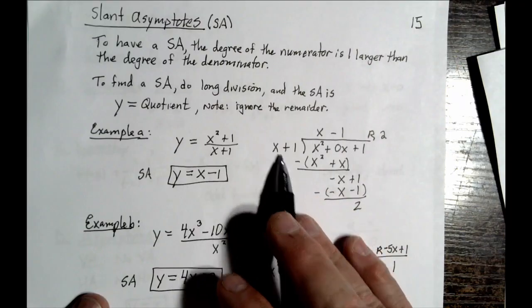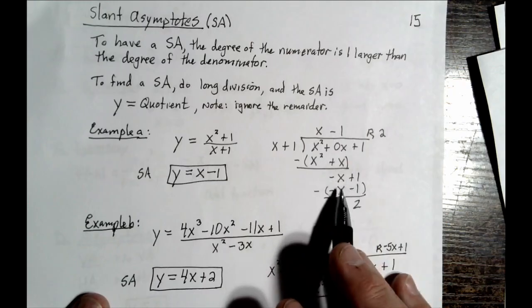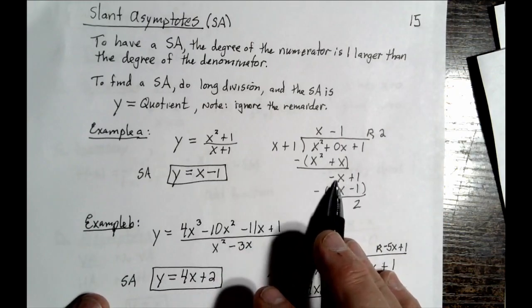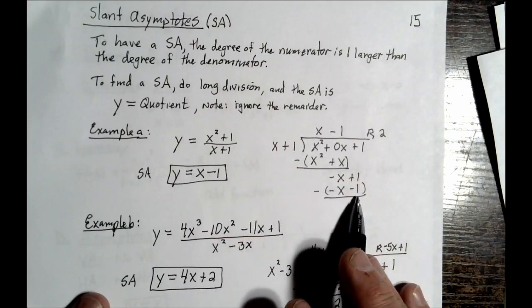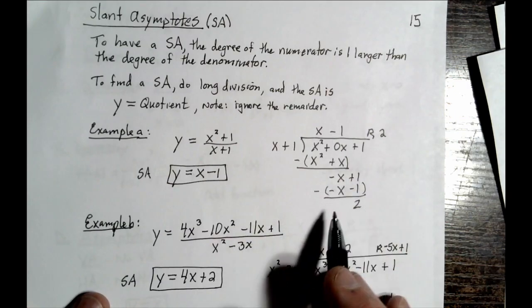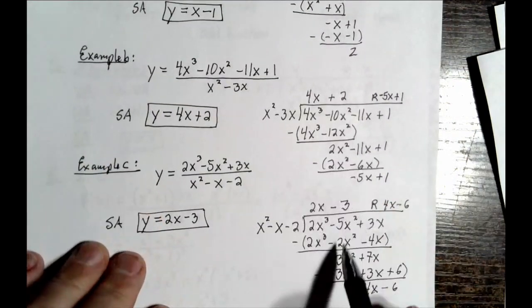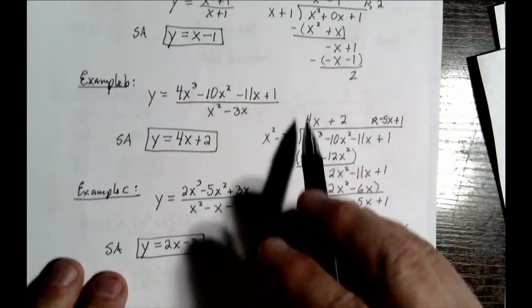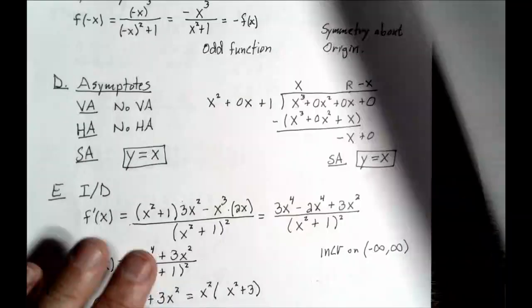So now x times x is x squared, x times 1 is 1x, and now you subtract. And you get this, and now x times what gives you -1? Well, it's -1. So now -1 times each one gives you this, and then you subtract, and you throw out your remainder. You don't care about your remainder. And you do the same thing with these two as well, and you get y equals x minus 1, y equals 4x plus 2, and y equals 2x minus 3.